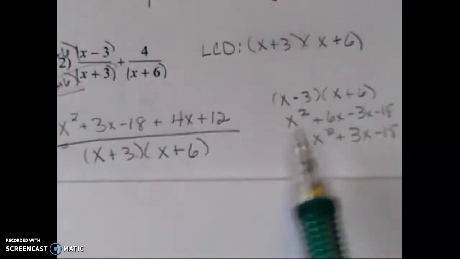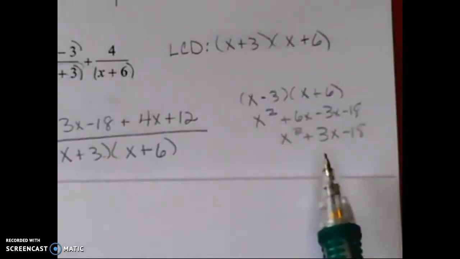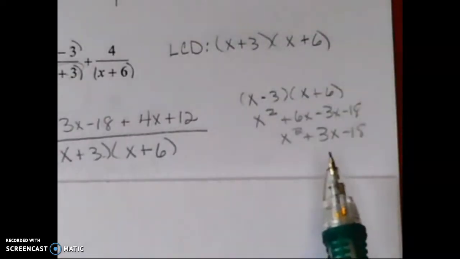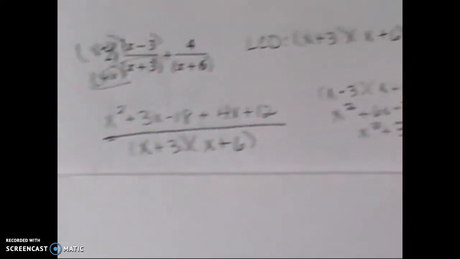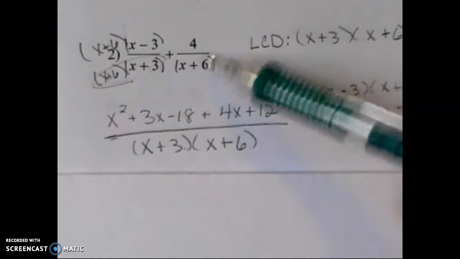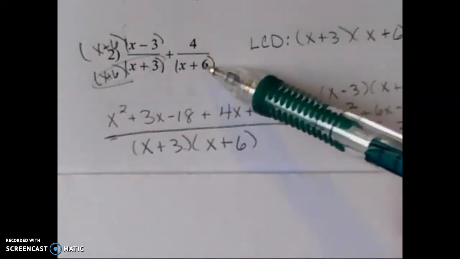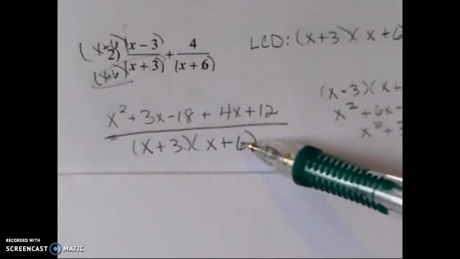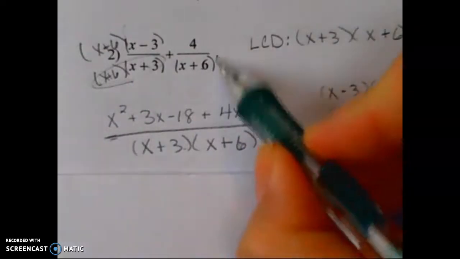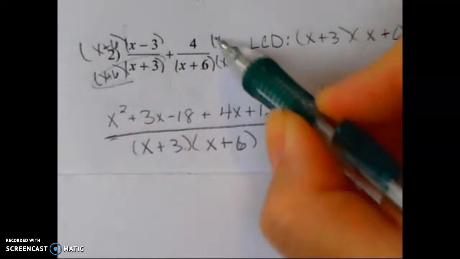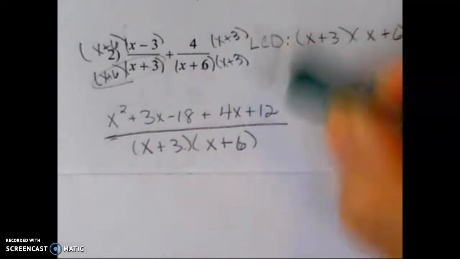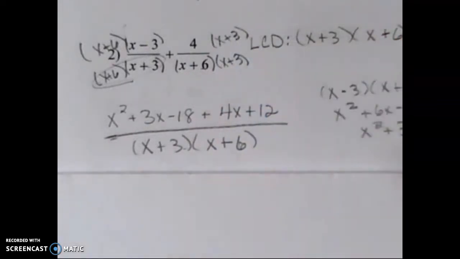I did it off to the side here already, I cheated. You get x squared minus 3x, plus 3x minus 18. Okay, then you say, for this denominator, how do I make this denominator look like this denominator? This is missing an x plus 3. And what you do in the denominator, you have to do in the numerator.